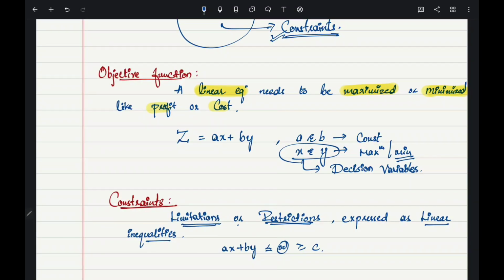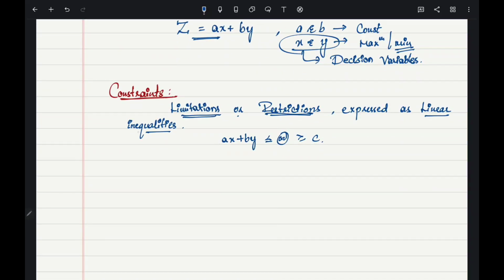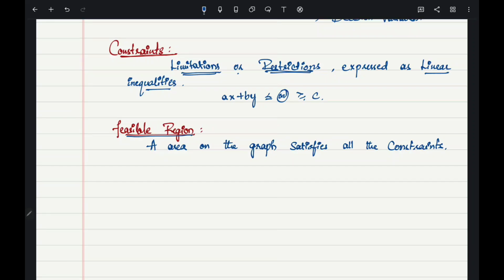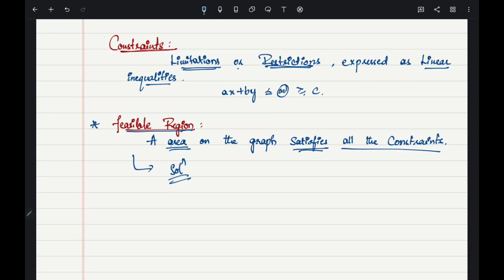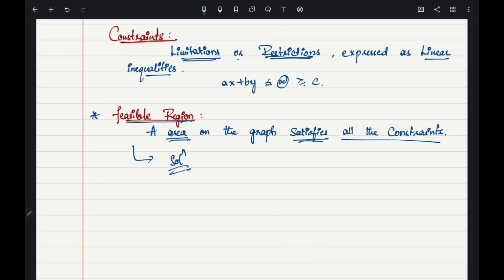See, the objective function is an equality, so we have the equal symbol, and here the constraint is all about inequalities, where you will have either less than or equal to or greater than or equal to. And the next one is the feasible region. It is an area on the graph which satisfies all the constraints. So the solution for the objective function lies in the feasible region. That's why the feasible region is considered the most important, and it could be a bit confusing in some of the problems. We have to be more careful while solving the sums.